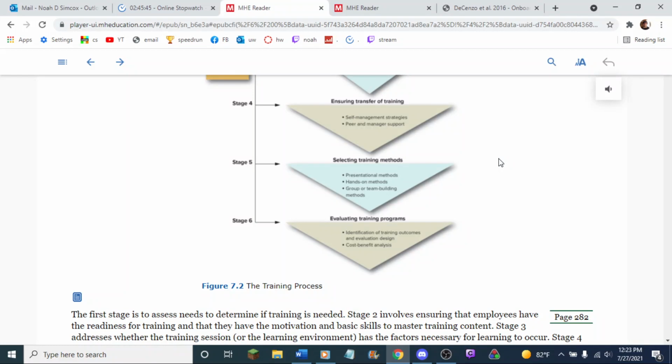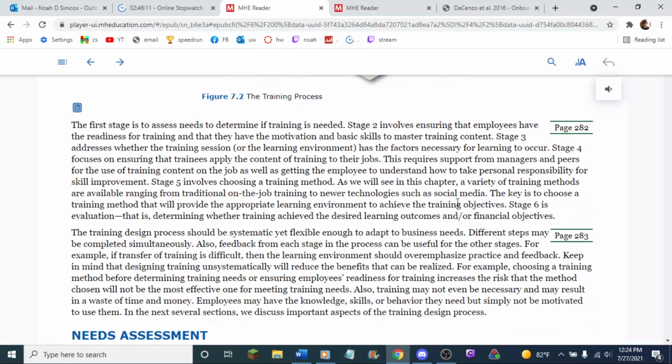Feedback. Ensuring transfer of training: self-management strategies, peer manager support, selecting training methods, presentational methods, hands-on methods, group work, team building methods, evaluating training programs, identification of training outcomes, and evaluation design, cost-benefit analysis. The first stage is to assess needs to determine if training is needed.